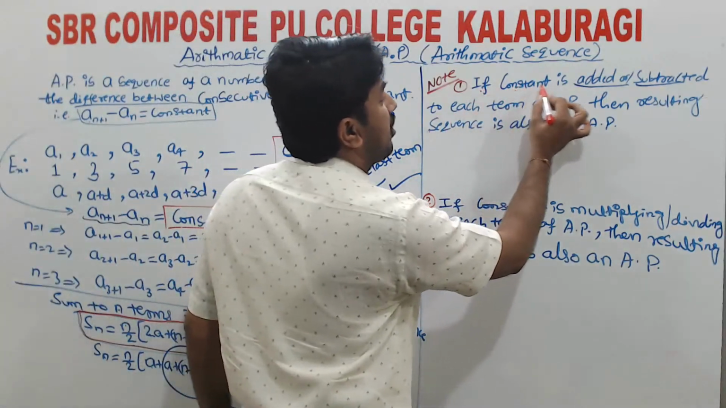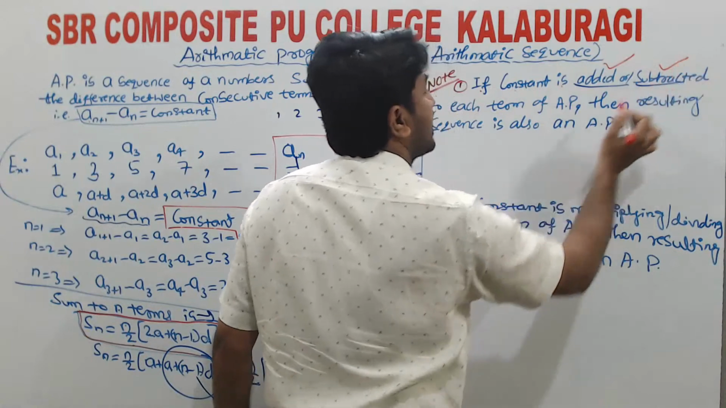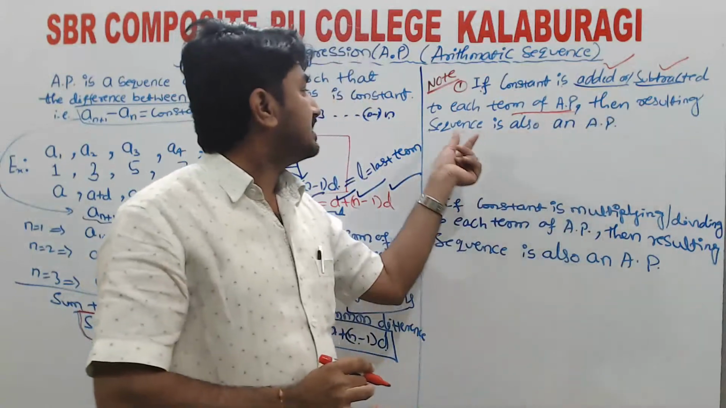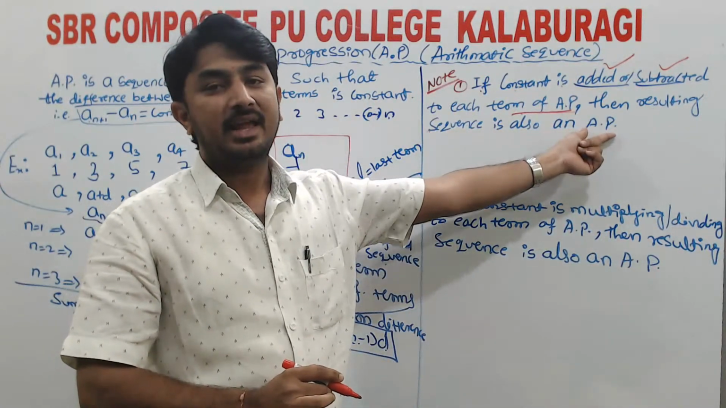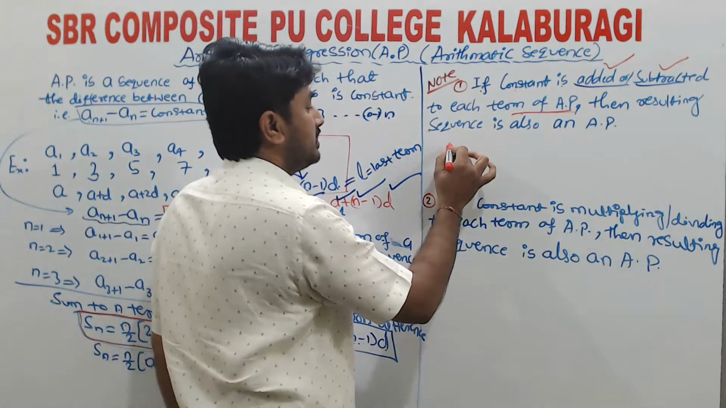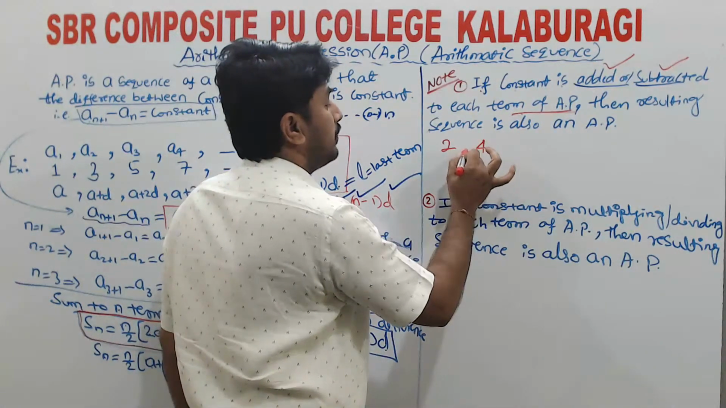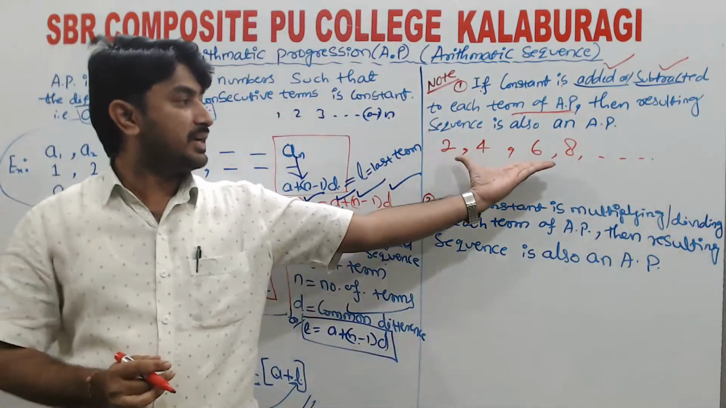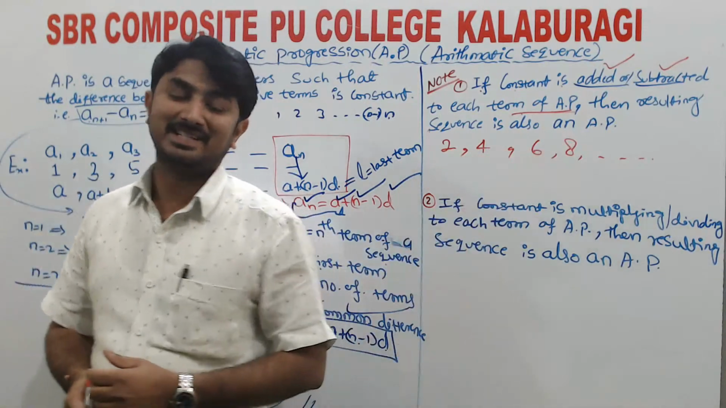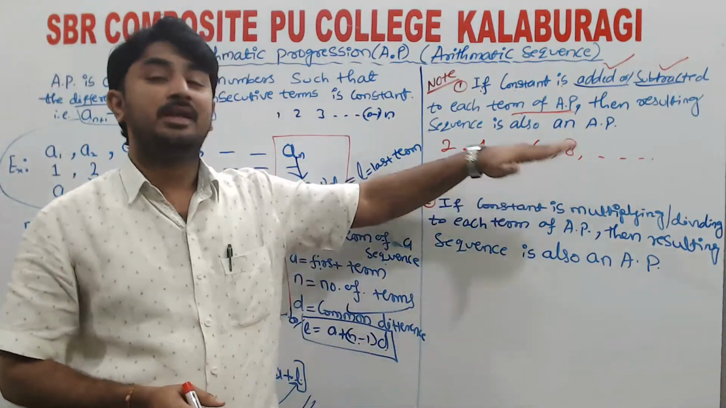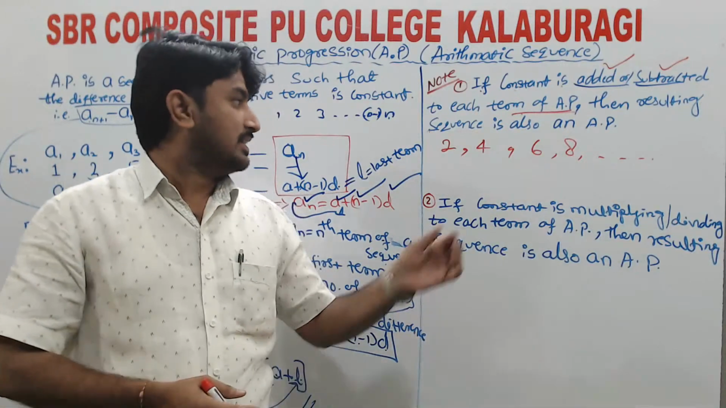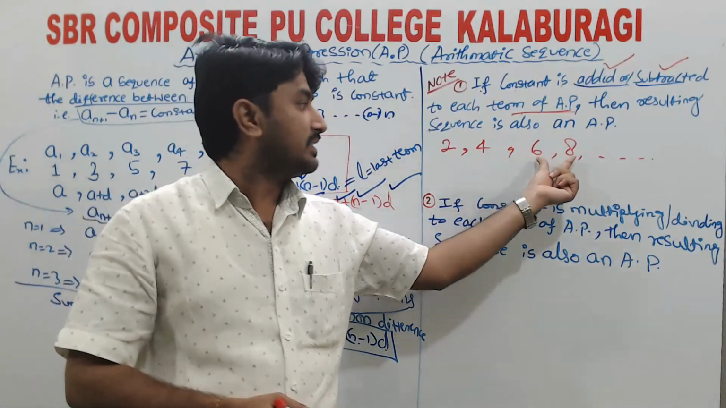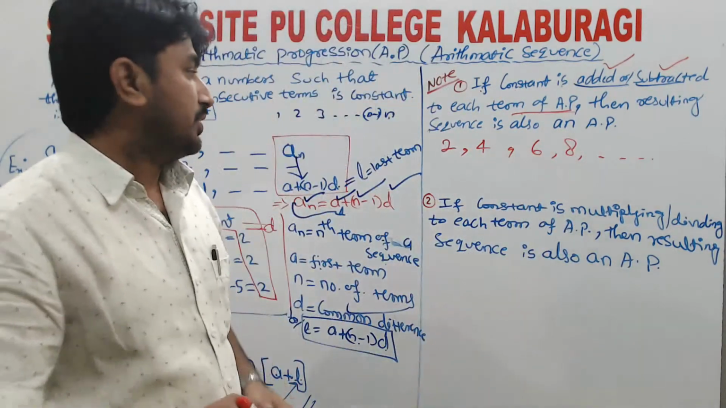Here, if a constant is added or subtracted to each term of an AP, then what is the resulting sequence? Again, it is an AP. Suppose I take the even numbers 2, 4, 6, 8, and so on. It is an arrangement in a definite order, so it is called a sequence, and it is also in the form of an arithmetic progression, since its common difference is 2. Again, these two terms have a common difference of 2.